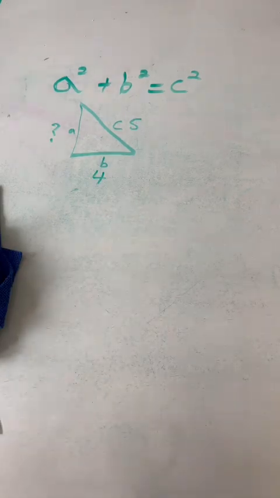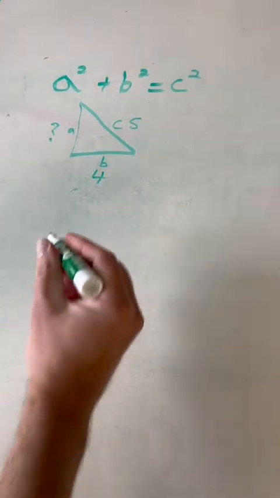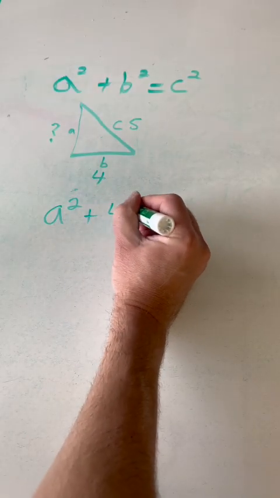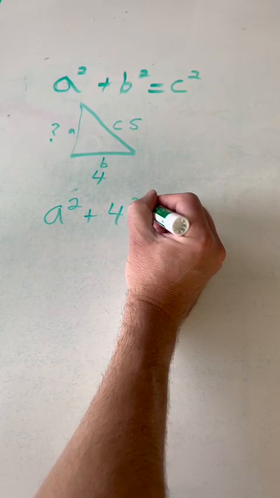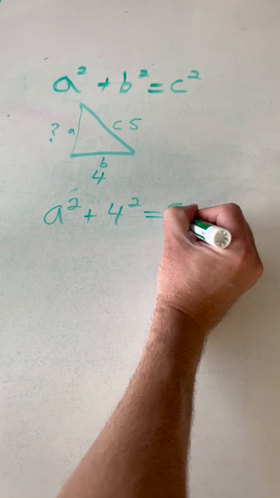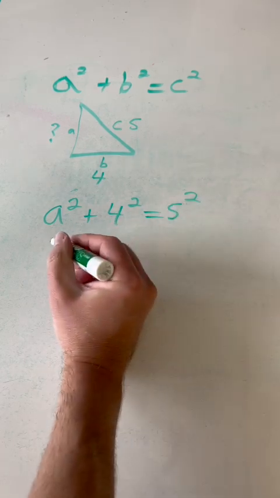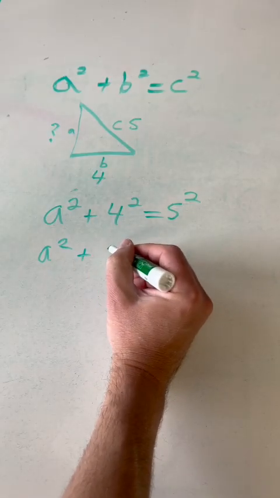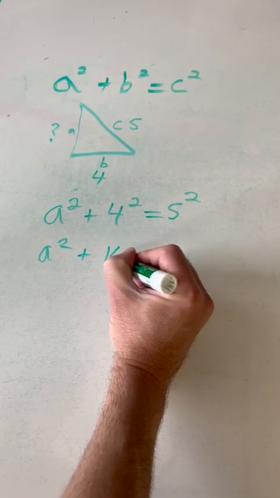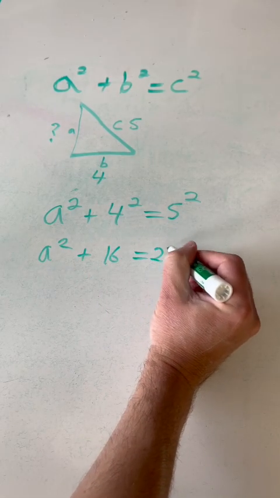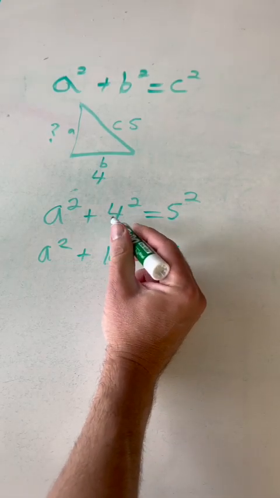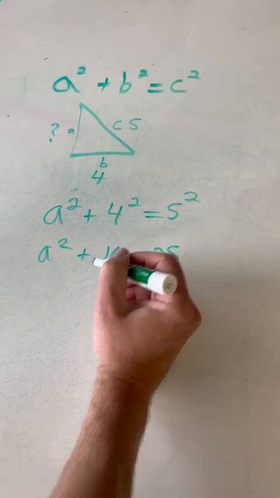For the next possible scenario, we might have one of the sides, either A or B, and then the C side. So in that case, we'll use the same numbers as we did in our last question. So we're going to put the 4 here where the B is, and we're going to put the 5 where the C is. So we're going to have A squared plus 4 squared equals 5 squared. So we're just going to square the 4 and the 5. So we're going to have 16 and 25 again. So we have a squared plus 16 equals 25.